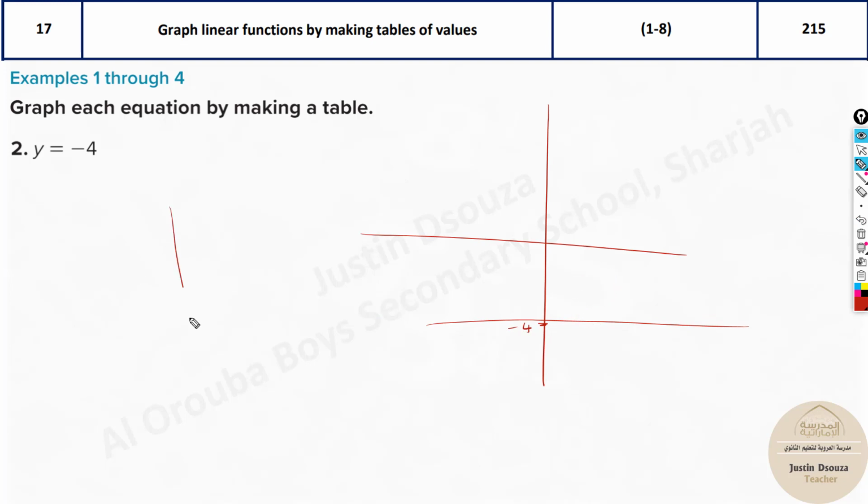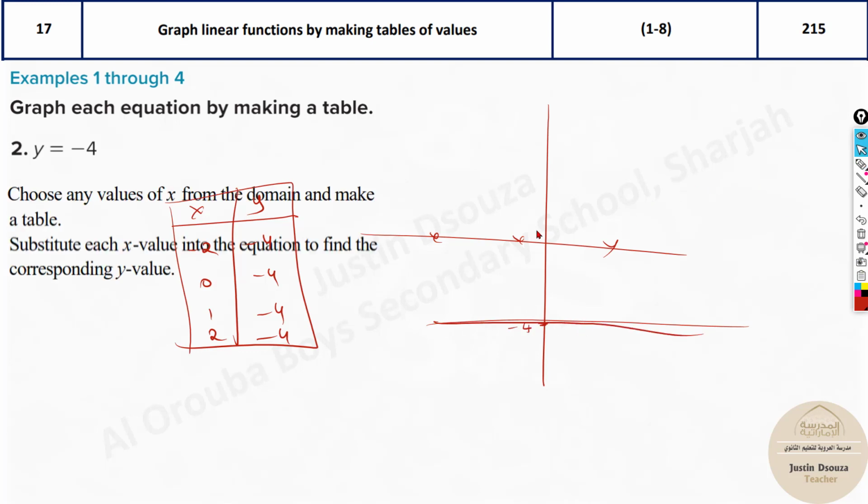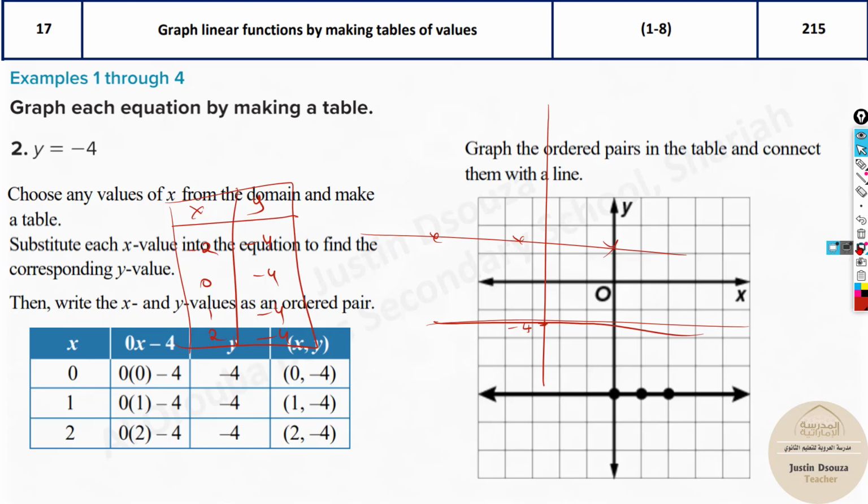Now, if you even make a table, because they mentioned to make a table of values, so x, y, the y value does not change. It will only be minus 4 all the time. The x value can be anything: minus 2, 0, 1, 2. You will get the same y value. That means for any point of x, the y value is the same, only at minus 4. That's the concept over here. So you can see this is the answer.